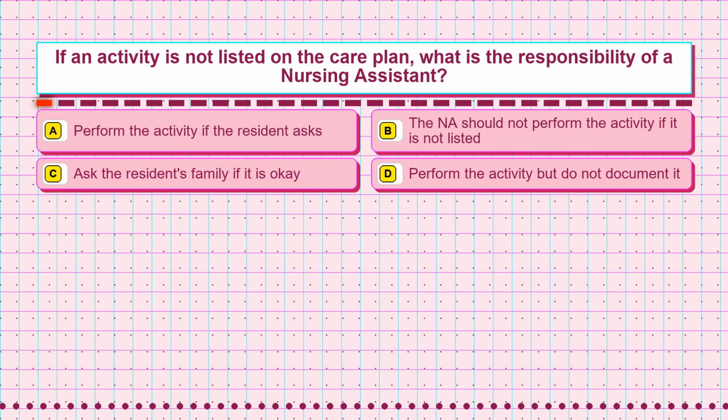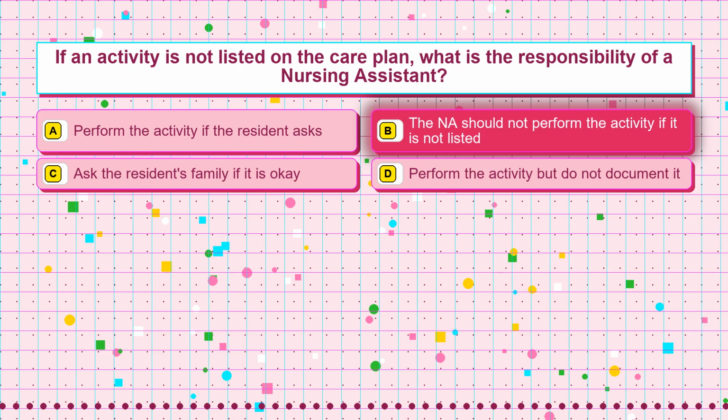Question 80. If an activity is not listed on the care plan, what is the responsibility of a nursing assistant? Option A, perform the activity if the resident asks. Option B, the NA should not perform the activity if it is not listed. Option C, ask the resident's family if it is okay. Option D, perform the activity but do not document it.